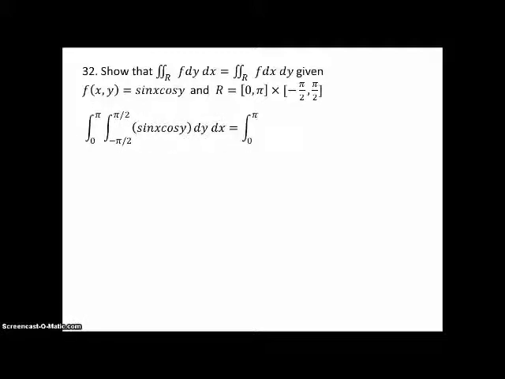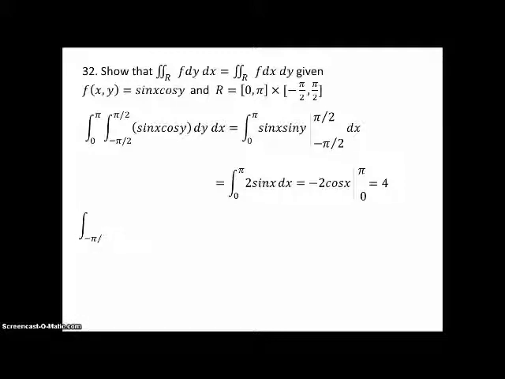So I'm going to start out with the first one, where we integrate with respect to y first, and that means that we treat sine x as a constant, and the antiderivative of cosine y is sine y. We're going to evaluate that from negative pi over 2 to pi over 2, and then integrate with respect to x. So we plug in our values, and sine of pi over 2 is 1, and sine of negative pi over 2 is negative 1, so when we subtract we just get 2 sine x, and the antiderivative of that is negative 2 cosine x, which we then evaluate from 0 to pi, and we get 4.